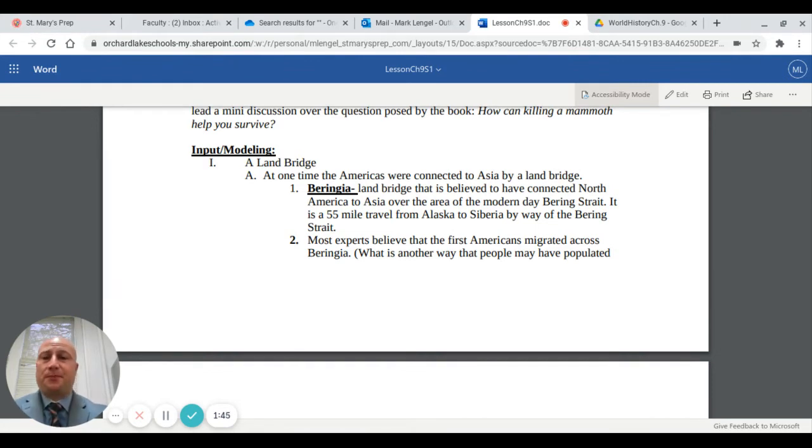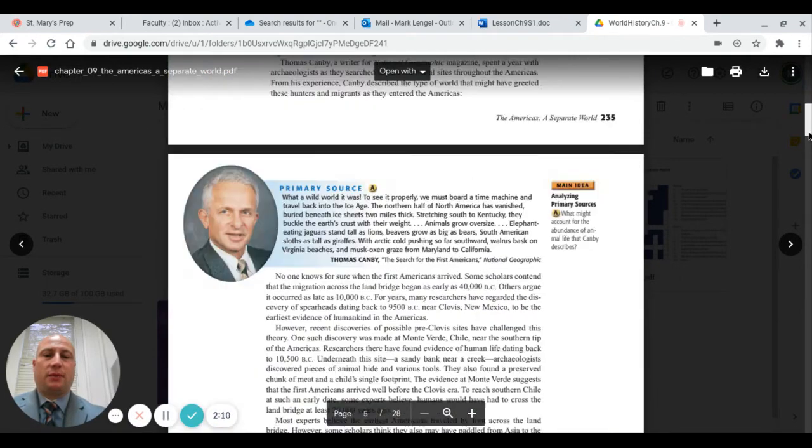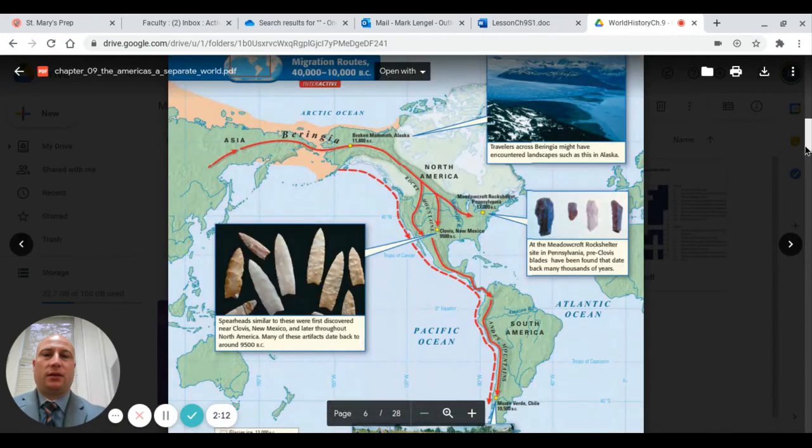So what you have to understand is that at one time, the Americas were actually connected to Asia by a land bridge. This land bridge we've given the name Beringia because it exists over what is the modern day Bering Strait. It is about a 55-mile travel today from Alaska to Siberia by way of the Bering Strait. Most experts believe that the first Americans migrated across Beringia. It would have looked something like this. I'll show you a quick map of how we think it looked back in those times. So this would have been between 40,000 and 10,000 BC.